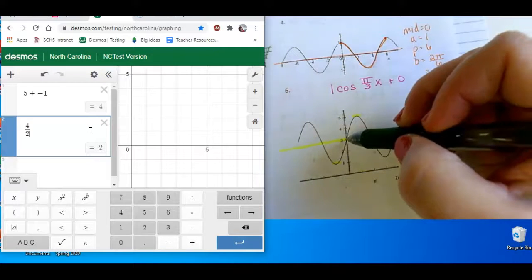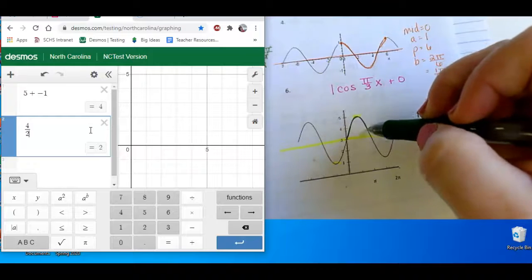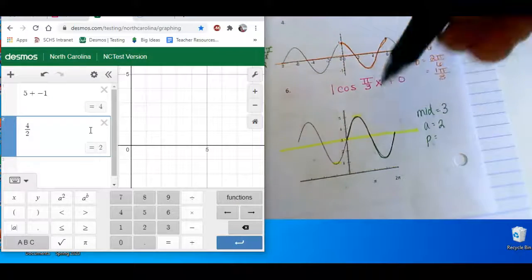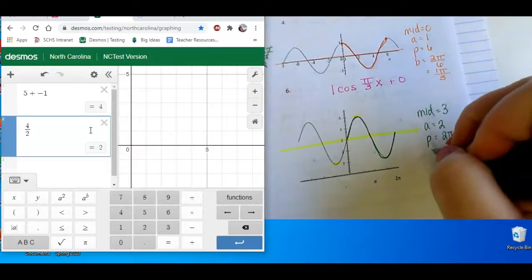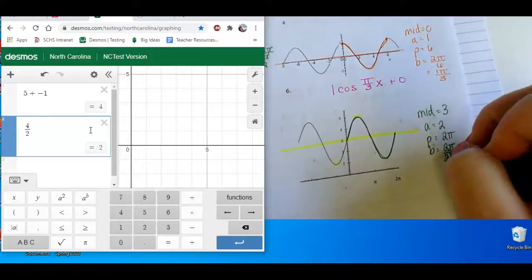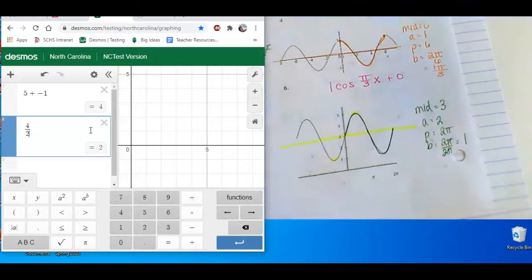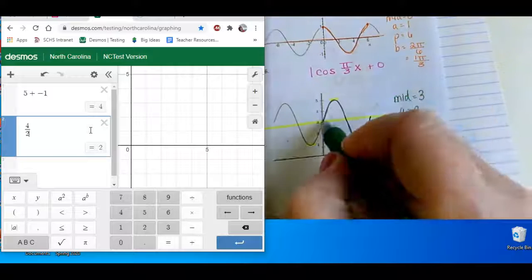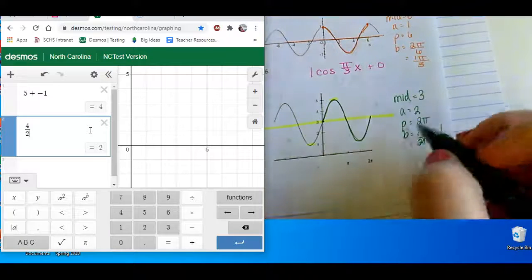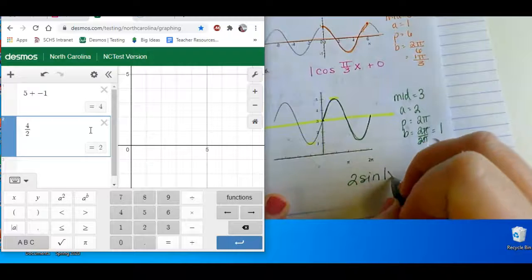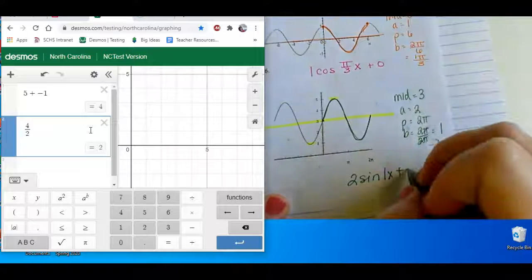Okay, the period, I start it, keep going till I get back. The period is 2 pi. So B is 2 pi divided by 2 pi. That's the same thing over the same thing, so I get 1. That's nice. Is this sine or cosine? Sine because it started at 0. So amplitude sine Bx plus 3.